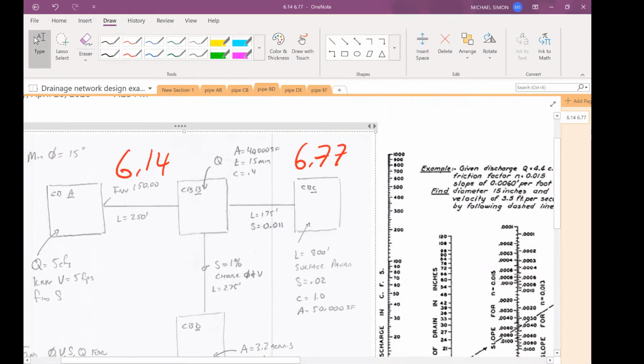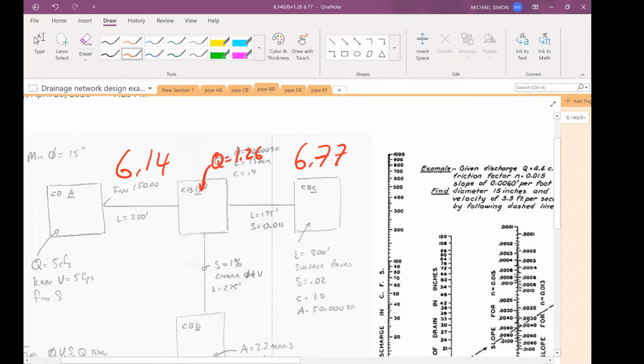So now we have, going into this, 1.26. So going into this pipe, we'll call it Q total. That's going to be a total of 6.14 plus 1.26 plus 6.77. Now we're talking about some serious water. 6.14 plus 1.26 plus 6.77, 14.17. Perfect. I love it.